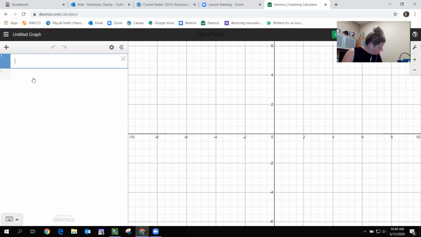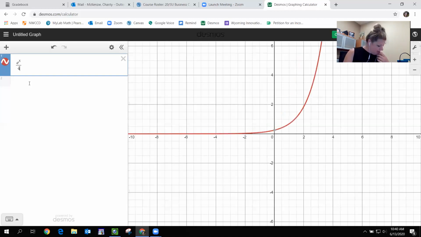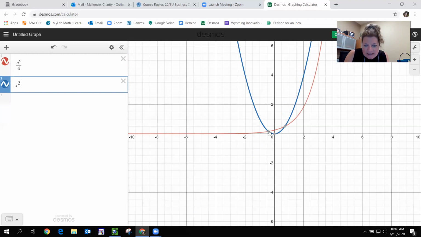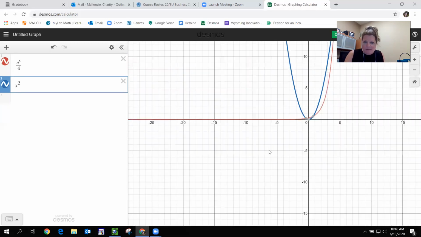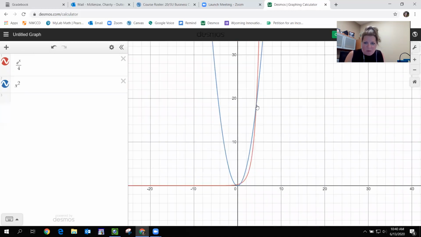So let's put in our first function. We said e, and if you just type in the e like on your screen, it'll know. So we had e to the x divided by 4, and we had the function x squared. Perfect. This is where they are, and they cross in two places, here and here. Ooh, and then they cross again. I would have almost missed that. Yeah, they cross again. And in Desmos, if you just kind of scroll around the cross, it'll tell you the point. So there's the third point.